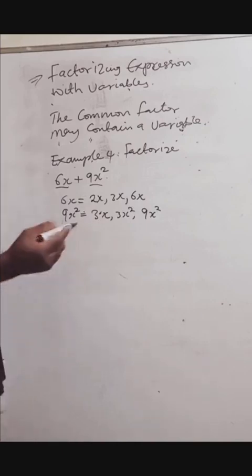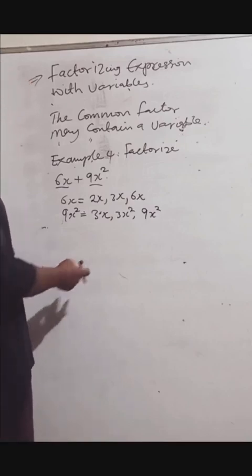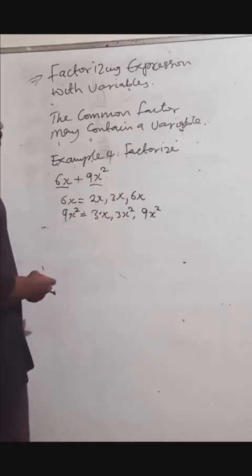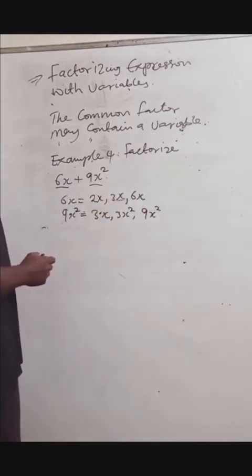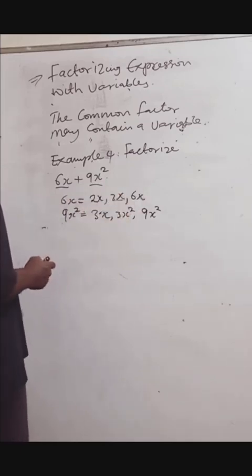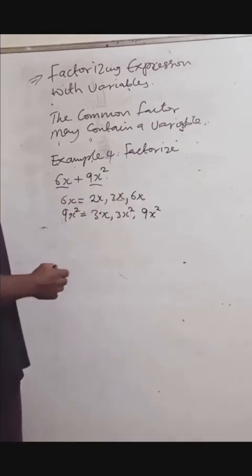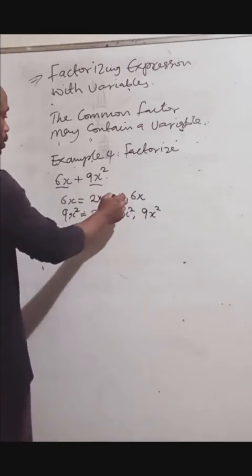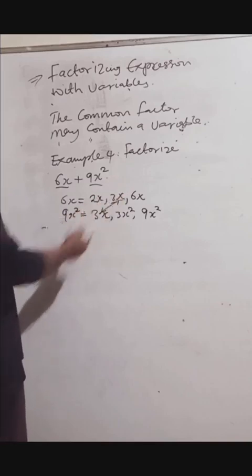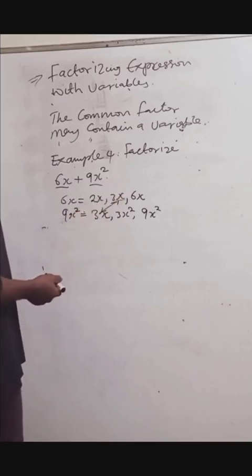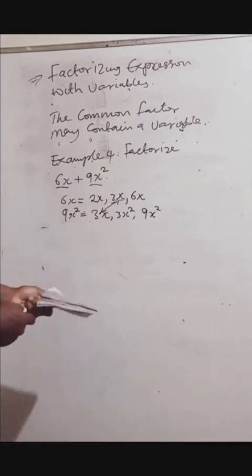Now, the next thing I'm going to do is look for the highest common factor. That is the number that is present in the factors of 6x and also present in the factors of 9x squared. And that number is 3x. So 3x is the highest common factor. So what are we going to do? What is going to be the next step?